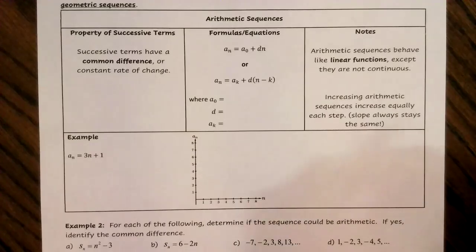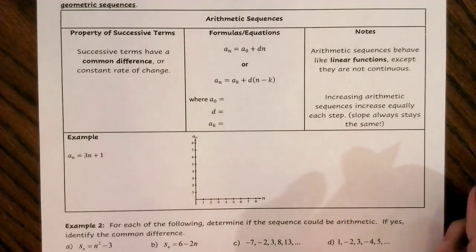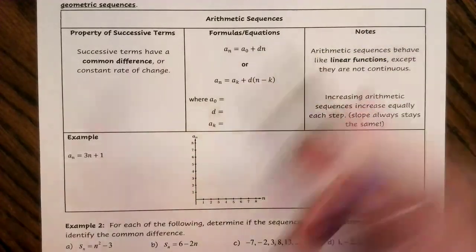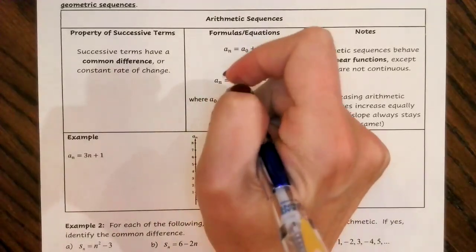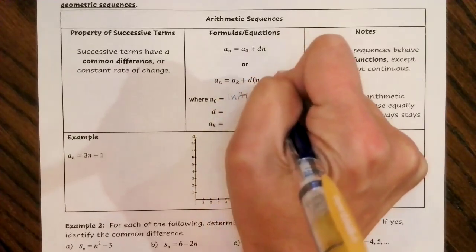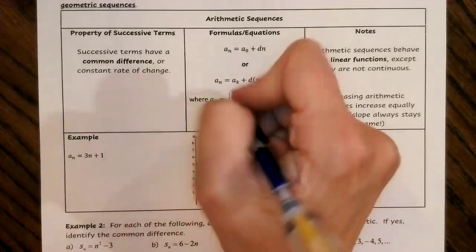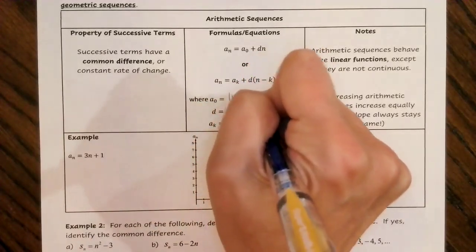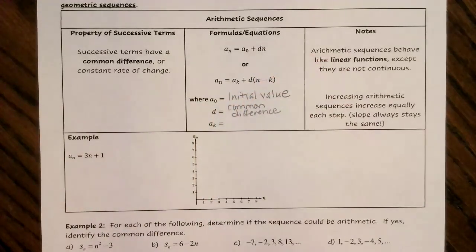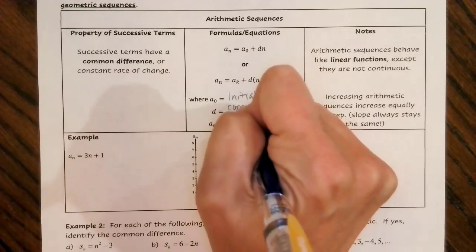So an arithmetic sequence behaves like a linear function, except it is not continuous. Increasing arithmetic sequences increase equally each step, so the slope always stays the same. They're usually written in one of these two forms right here, where a sub 0 is equal to the initial value, d is equal to the common difference, and a sub k is the kth term of the sequence.